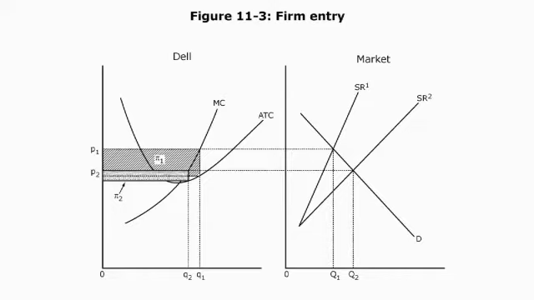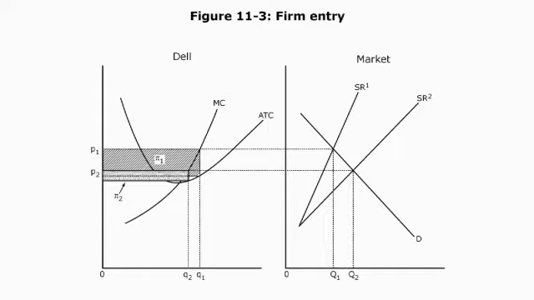Let's say Dell in 1990 was facing a demand curve D and a supply curve SR1. The supply curve was pretty steep because there weren't many firms making PCs. So the market price was P1. On the right you have the market. On the left you have Dell. In the market, in initial equilibrium, there's a price of P1 with big Q1 being sold. So Q1 PCs are being sold at a high price of P1.